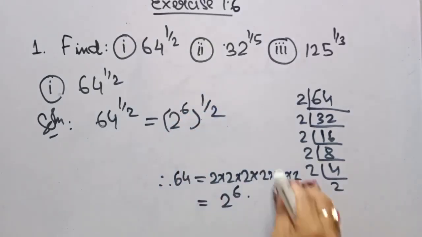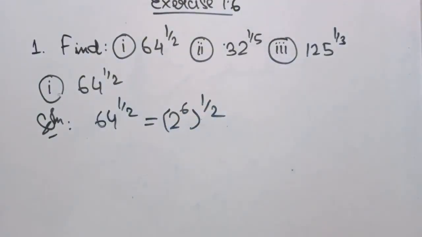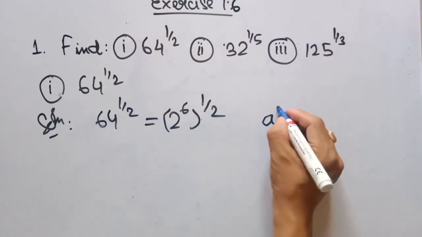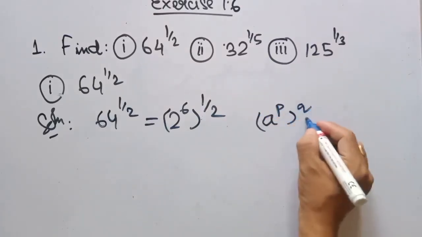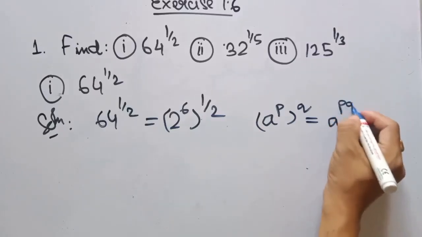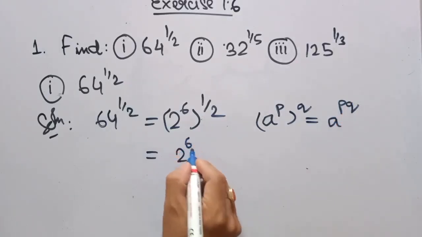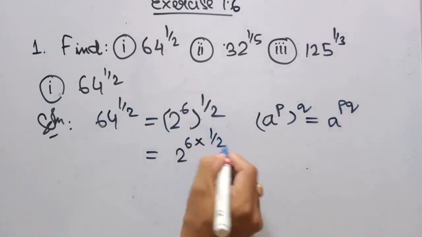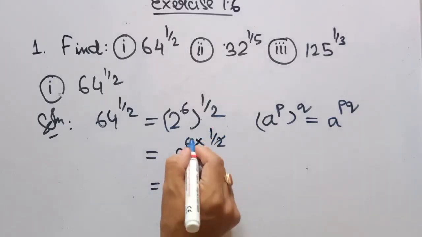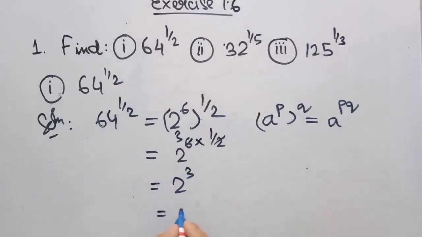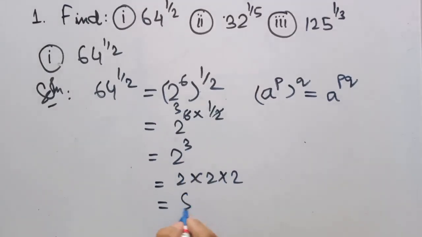Now, next we will use one of the laws of exponents, that is a to the power p, to the power q, is equal to a to the power pq. So using this identity, we will get 2 to the power 6 into 1 by 2. So this will become 2 to the power 3. 2 to the power 3 is 2 into 2 into 2, which is 8. So our required answer will be 8.